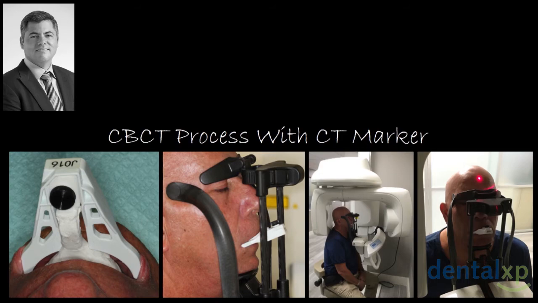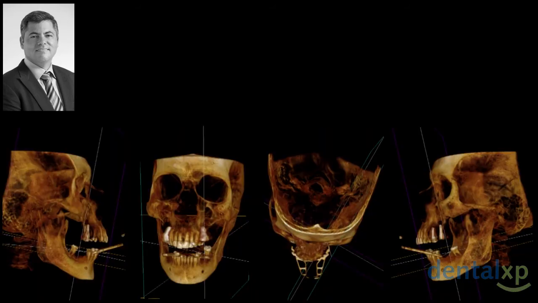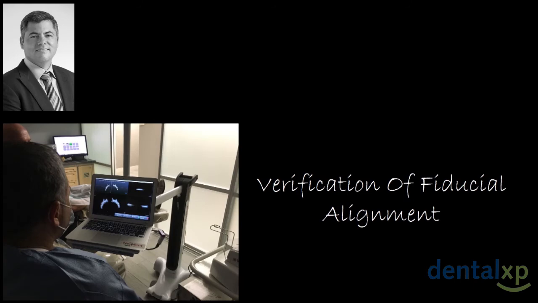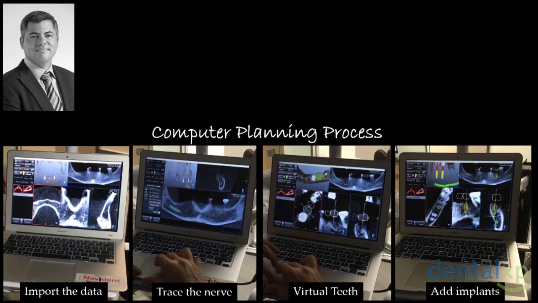The scan process is done. We check for precision. We check that there was no movement. We verify the fiducial alignments, and we get into the computer planning process. And this process starts by the importing of the data, tracing of the nerve.